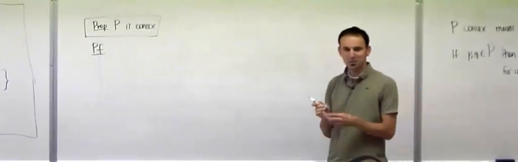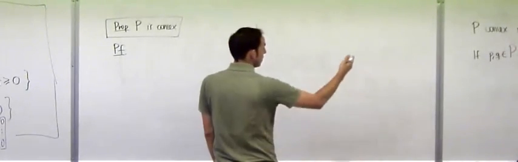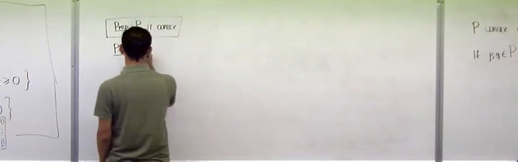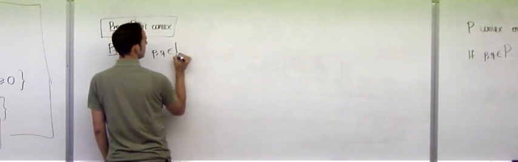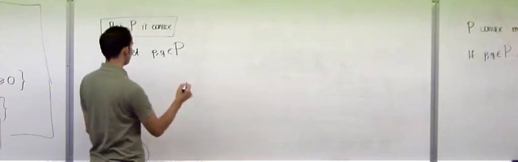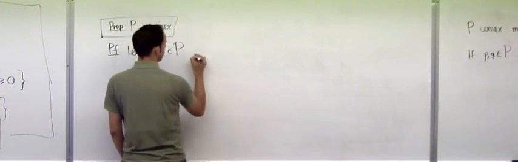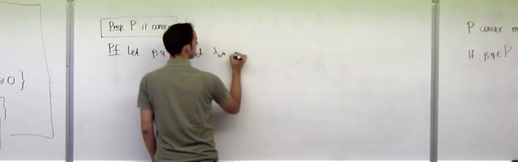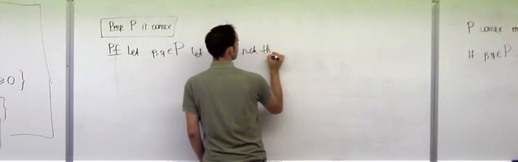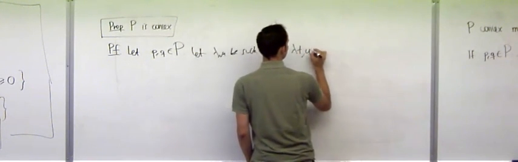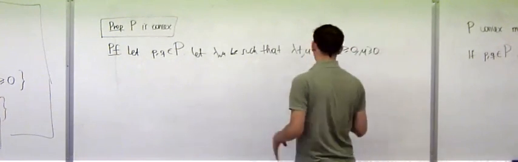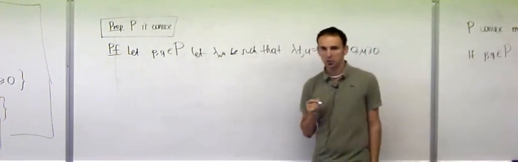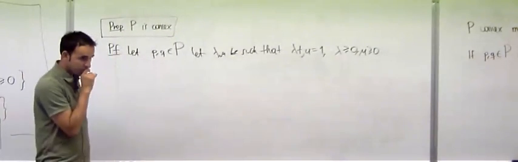And I'm going to do this proof. It's not a hard proof, but I think it's the kind of thing it's good to see at least once. So to prove that it's convex, let's say that P and Q are in P, okay? And then let lambda and mu be such that lambda plus mu is 1, lambda greater than or equal to 0, mu greater than or equal to 0. And so what we need to show is that lambda P plus mu Q is in my polytope. Okay?